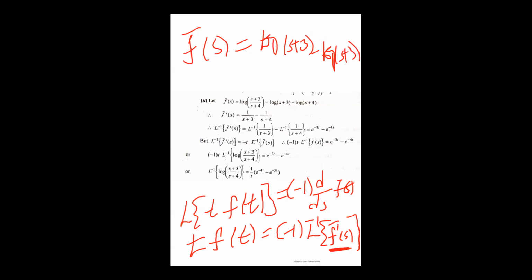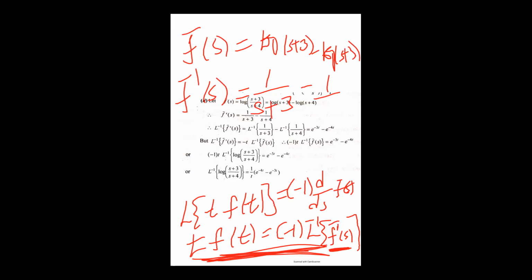In the simplify formula, we have to find the derivative of f bar of s. Now applying the derivative of f bar of s, we know that the derivative of log x equals 1 by x. Here the first x is s plus 3 and the second value is s plus 4. This is the derivative of f bar of s. Now we have to take the total formula.